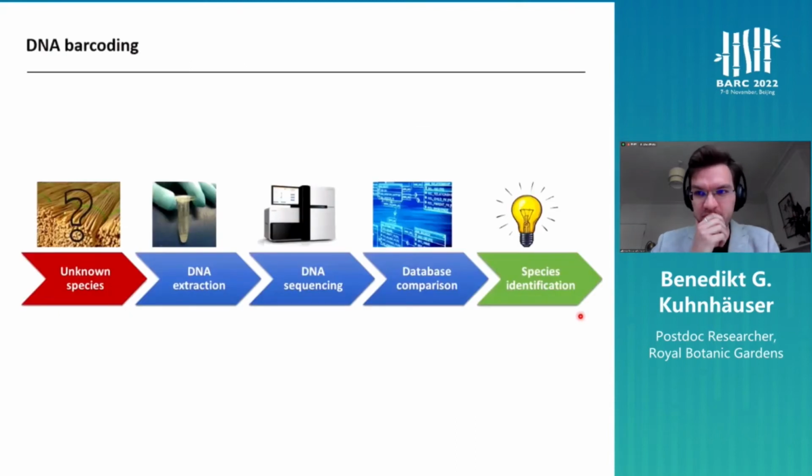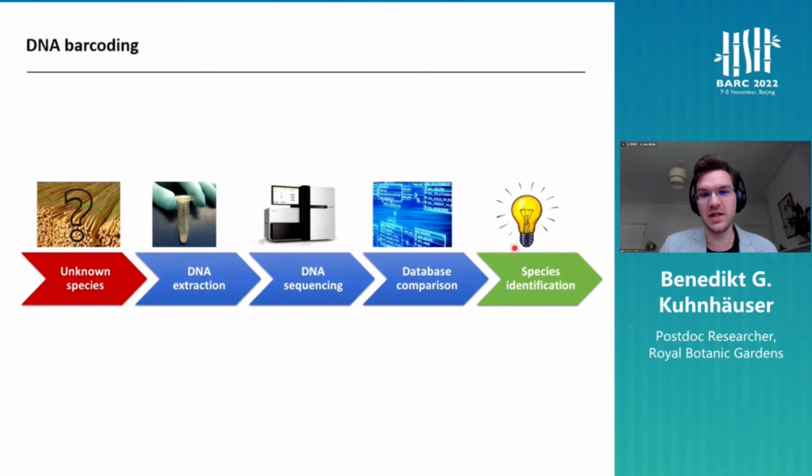So now a quick overview of DNA barcoding, which I'm proposing here as a silver bullet to make it possible to identify species. We start from an unknown species, such as these rattan canes. We extract DNA, sequence the DNA, compare it to a reference database, and then there's a lot of bioinformatics involved to finally lead to species identification.